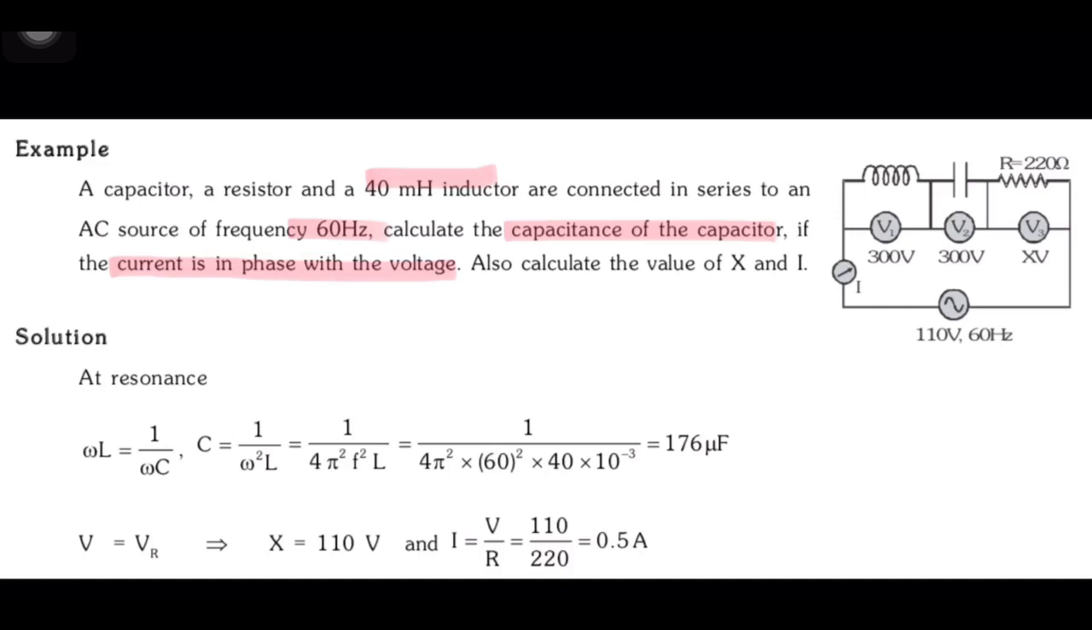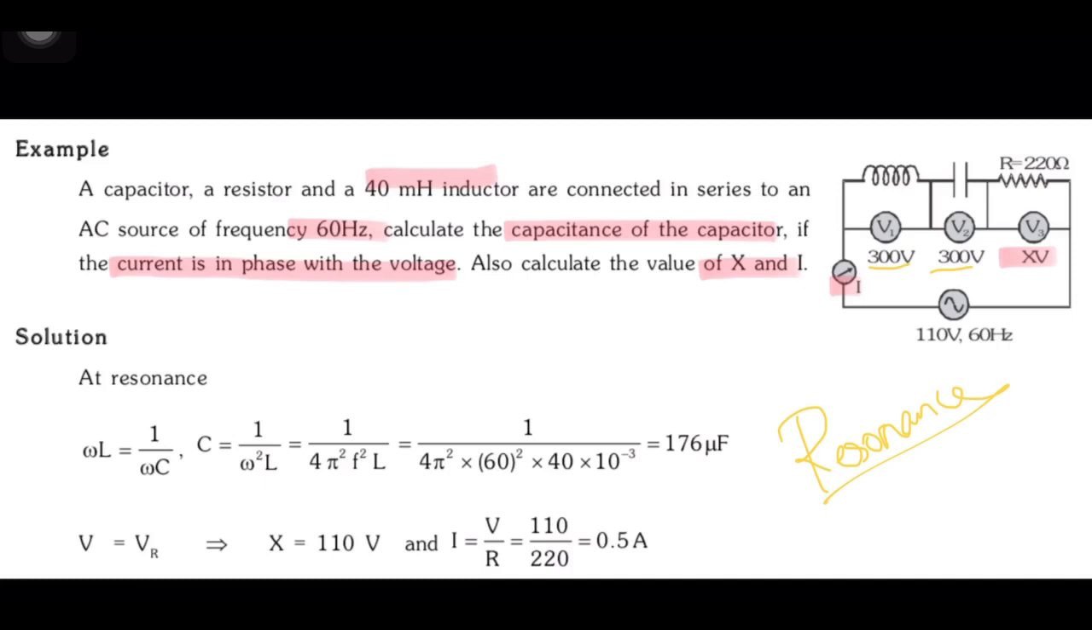Also, we have to calculate the value of x, which is x over here, and I, which is I here. So you have to calculate these values. By seeing the figure itself, quickly we have to understand that the voltage across the inductor is 300, voltage across the capacitor is 300. Means what? That is the case of resonance, right? When XL equal to XC, it is resonance. Similarly, when VL equal to VC, that is also resonance.